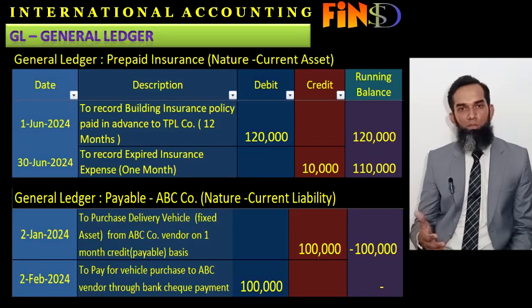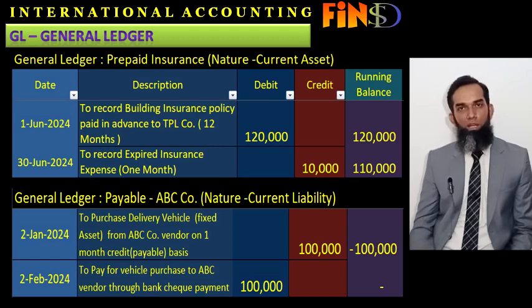Now we are talking about the payable to the vendor, the vendor account ABC Company Limited. Initially, a liability was created of rupees 100,000 for the purchase of the delivery vehicle.